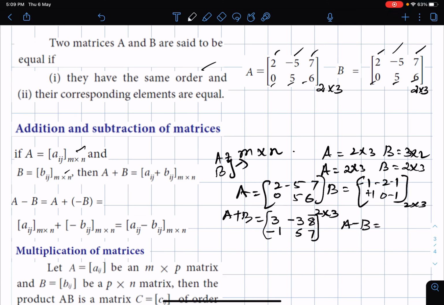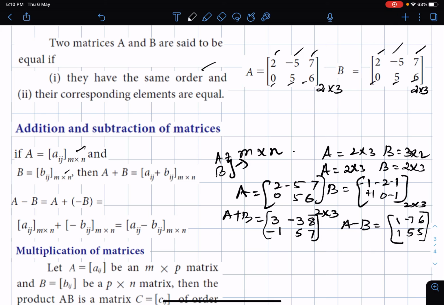Now when you add A plus B, what will you get? 2 minus 1 is 1, minus 5 minus 2 is minus 7, 7 minus 1 is 6, and 0 plus 1 is 1, 5 plus 0 is 5, and 6 minus 1 is 5. What I have done is, for B, I have changed the sign of B and then added it with A. That's the easiest way to subtract one matrix from the other matrix.